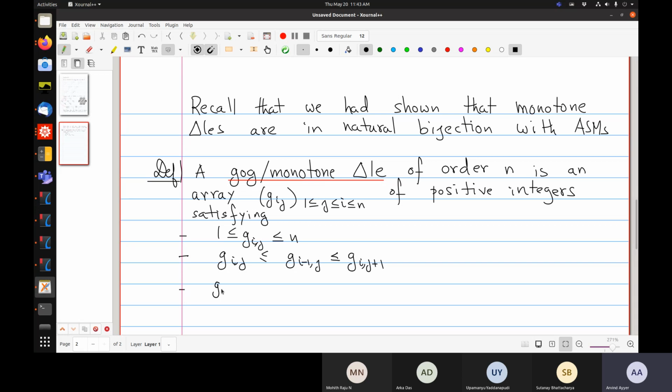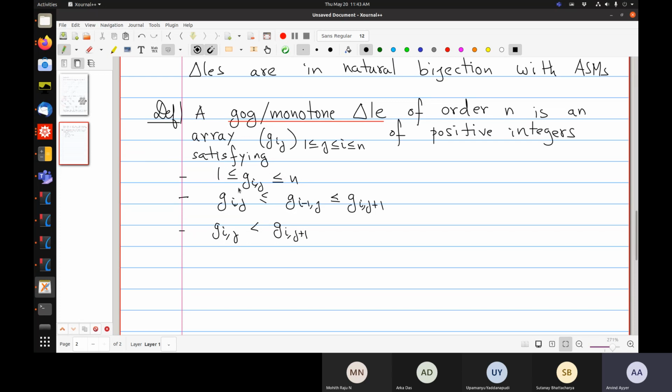But G_ij, the two entries over here, satisfy a strict inequality. Remember, if I don't have this condition, they only satisfy weak inequality, and in that case, these are called Gelfand-Tsetlin patterns. And G_nj is j.